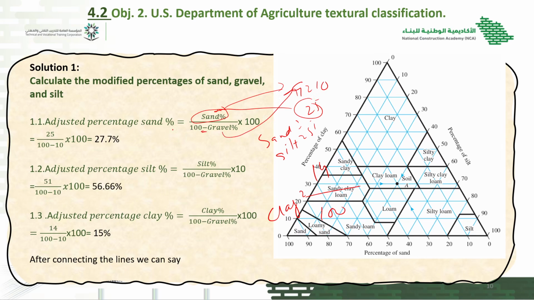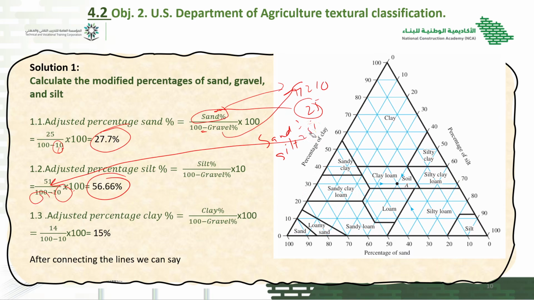It is 10. So we will adjust this value for each of the soils. Like for the sand first, sand is how much? 25 divided by total 100 minus the value of the gravel, multiplied by 100. So now it is 27%. Same for the silt. What is the value of silt? It is 51, so we should write 51. Total is 100 minus the value of gravel, which is 10, multiplied by 100. Same we can do for the clay.